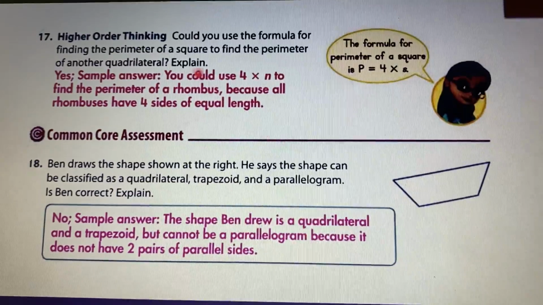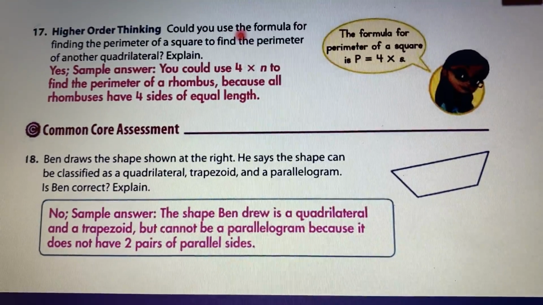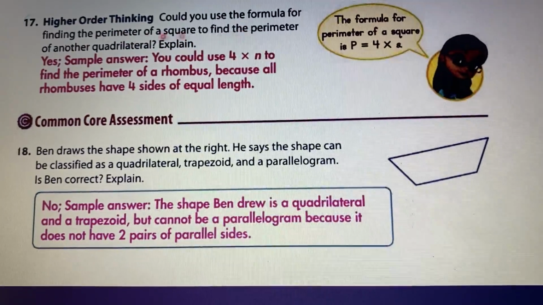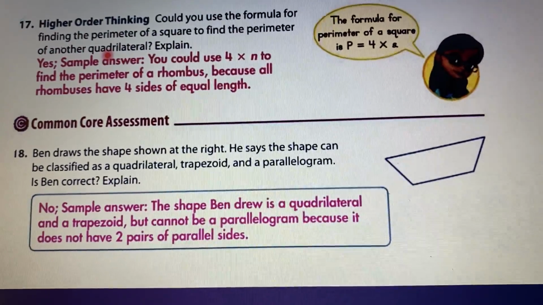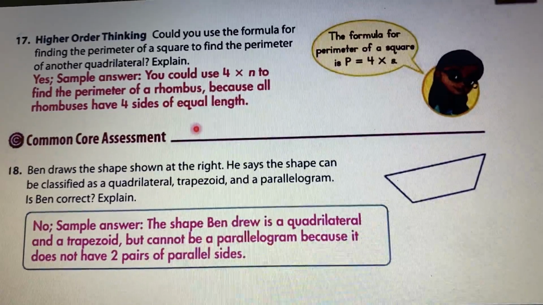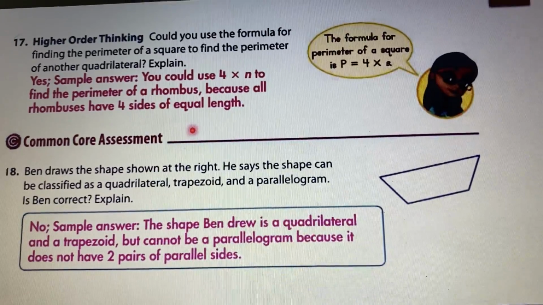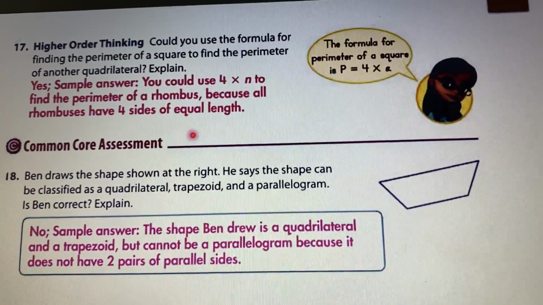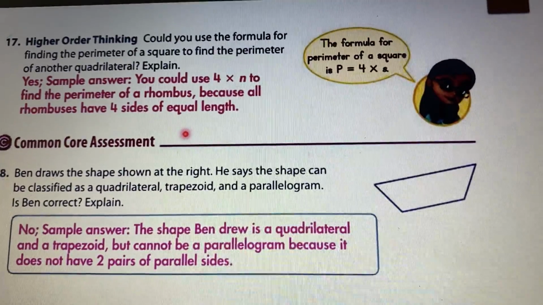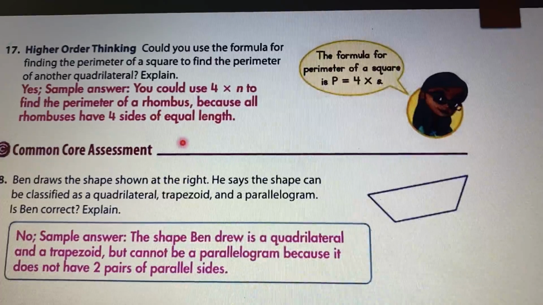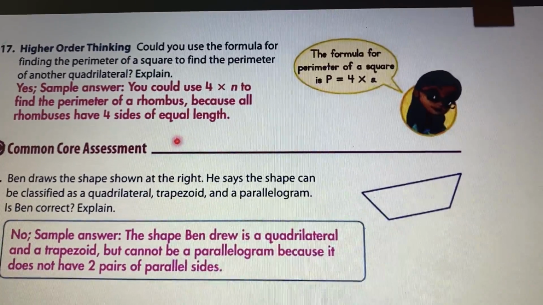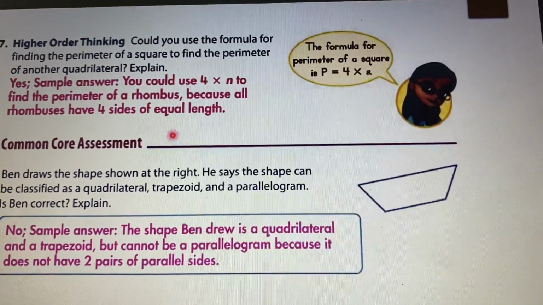Question number 17. Could you use the formula for finding the perimeter of a square to find the perimeter of another quadrilateral? Yes, of course. We said that the square also has 4 equal lengths, right? Since it has 4 equal lengths, also the rhombus has 4 equal lengths. So I can find the perimeter of the rhombus.